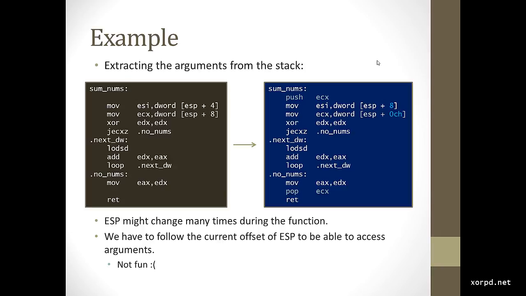We are going to have to follow ESP all the way in our function. We have to find out if somewhere there is some hidden push or pop, because we have to follow the current value of ESP. And this is not very fun. We don't want to start following all those pushes and pops just to find out how to access one of our arguments. We want to have a simple way to access our arguments.